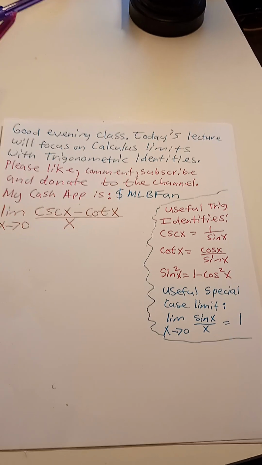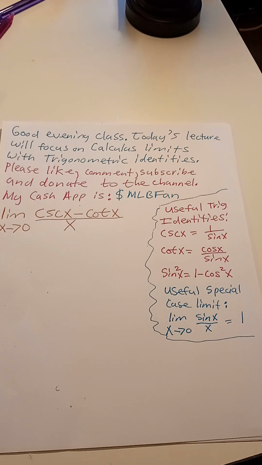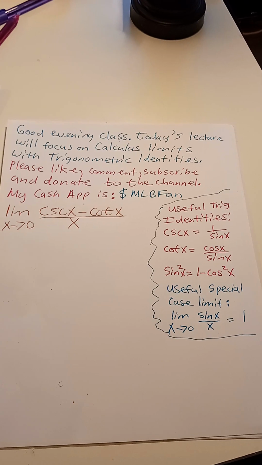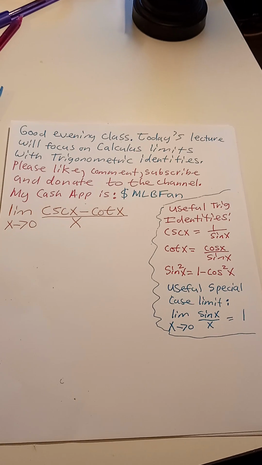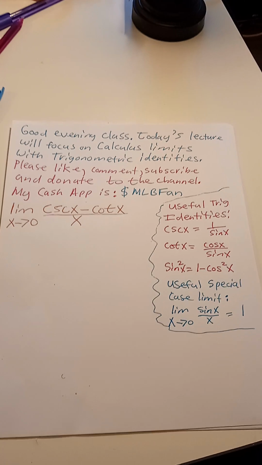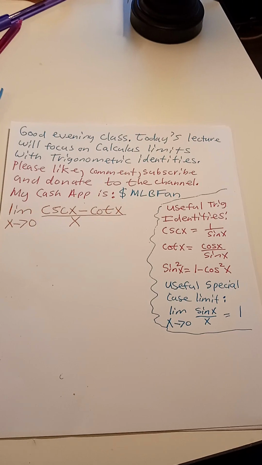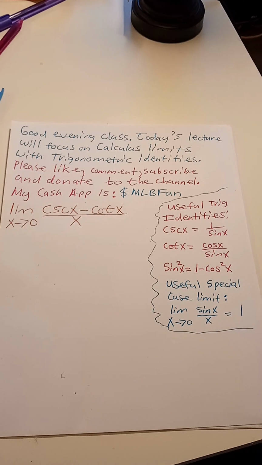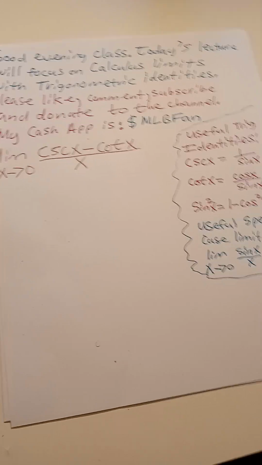Here we see a limit as x goes to 0 of cosecant x minus cotangent x, divided by x. And off to the side, we have some useful trig identities and a useful special case limit. The identities include cosecant x is equivalent to 1 divided by sine x. Cotangent x is equivalent to cosine x divided by sine x. Sine squared of x is equal to 1 minus cosine squared of x. And the special case limit is the limit as x goes to 0 of sine x divided by x, which is equal to 1.